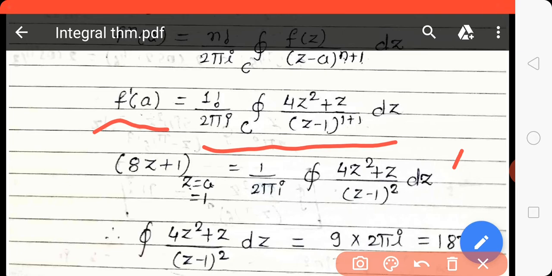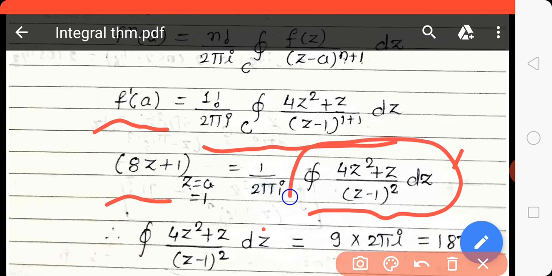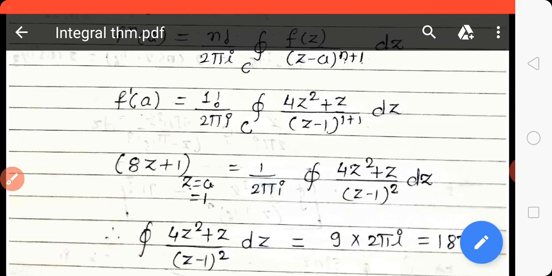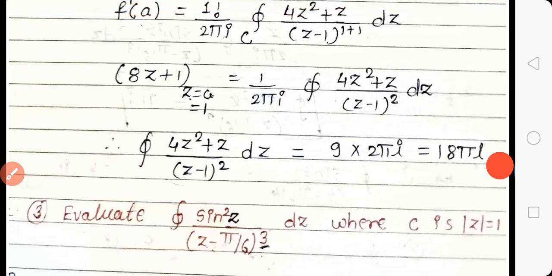Here, if we substitute the value, then we got 8 plus 1, that is 9, is equal to 1 factorial, which is 1, upon 2 pi I into the integration. We want the value of this integration, therefore we can write this 2 pi I on this side. Then we got the value: integration value is equal to 9 into 2 pi I, which is equal to 18 pi I. And this is the value of integration.